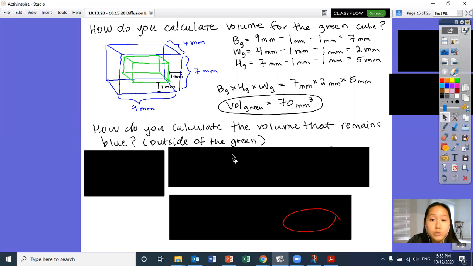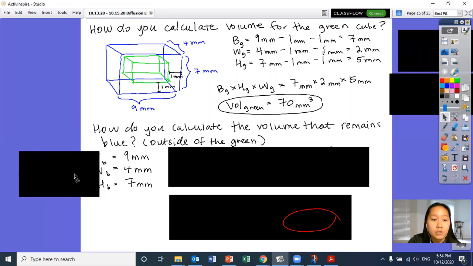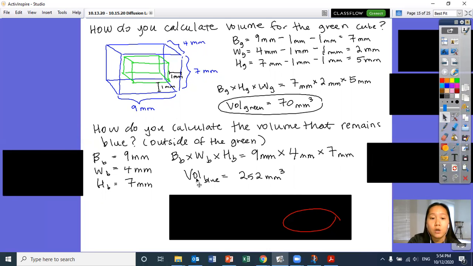Now, how would you calculate the volume that remains blue? Remember, the whole inside is green now, which means we're not looking for the inside volume. And you can't just calculate 9 times 7 times 4, because that would be the whole volume. If there was no green on the inside, then calculating the whole volume would be the blue volume, but we're trying to exclude the green. So here's where it gets a little tricky. You're going to do your original blue volume, so base times width times height, which is 9 times 4 times 7. So you get the volume of your blue overall cube.